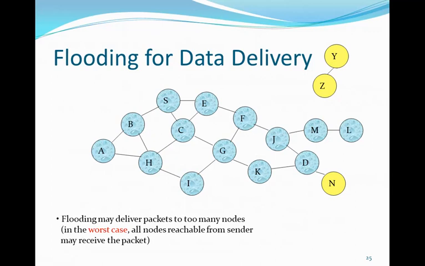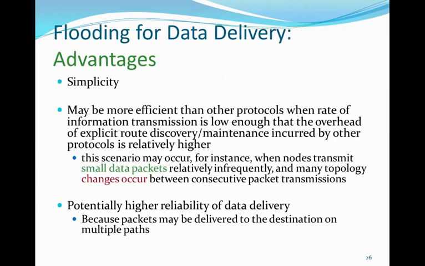So the intelligent approach would be to avoid all those nodes which are not part of this communication process, which are not part of the link, which have no interest in this data. They should not receive this information.